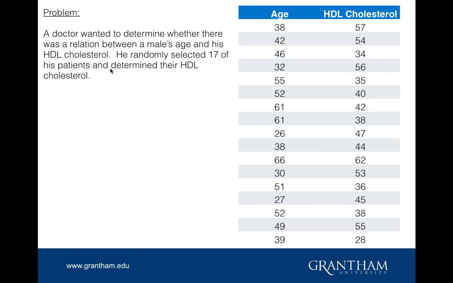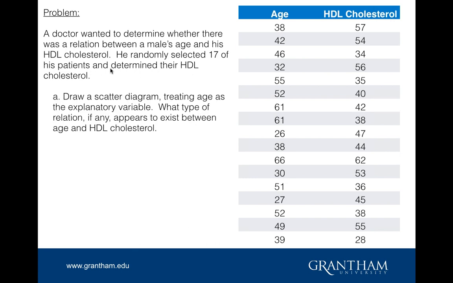Now, the first thing that we're asked to do is draw a scatter diagram. In the scatter diagram, we need to know what is the explanatory variable and what is the response variable. Here, it tells us that we're going to treat age as the explanatory variable. That means that age is going to go on the x-axis. It also means that age is going to be listed in my first column, because it's explanatory. So explanatory goes first, response goes second.